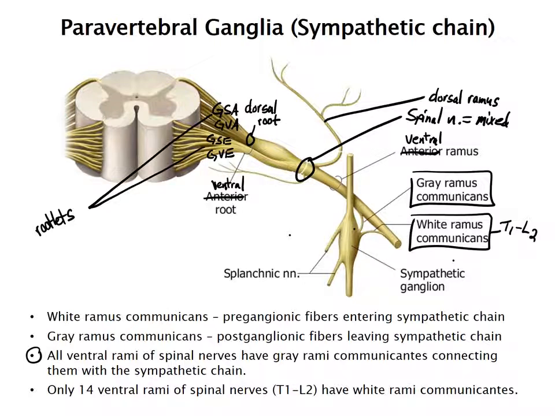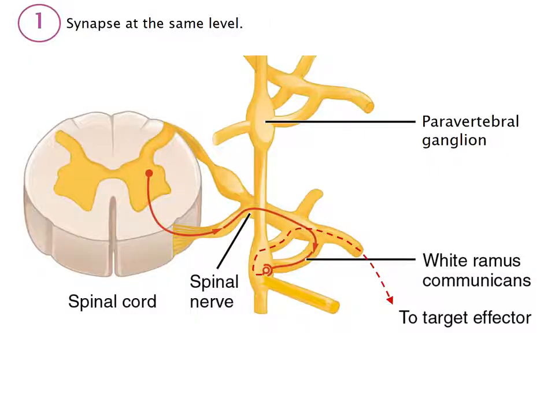Once the preganglionic sympathetic fibers have made their way onto the sympathetic chain via those white rami communicans, there are 3 different things that can happen from here. The first option is that a preganglionic neuron can synapse with a postganglionic neuron in a sympathetic ganglion at the same level. Let's take a look at this example.